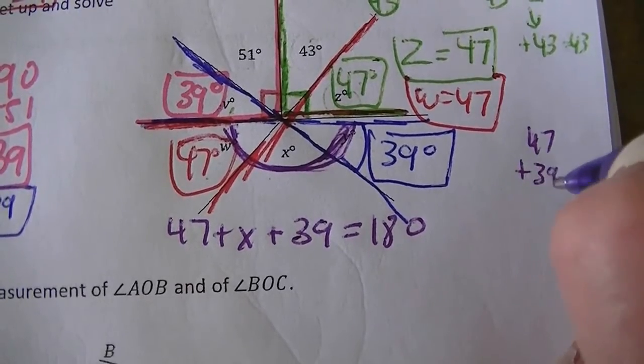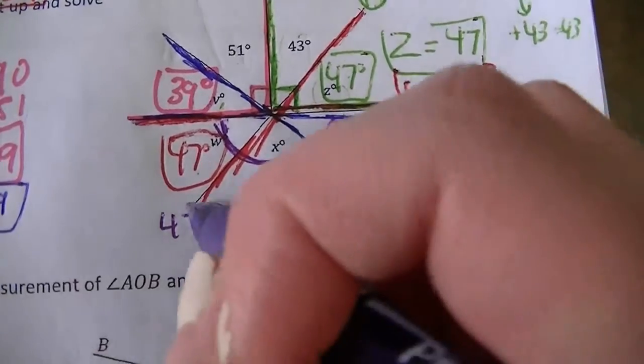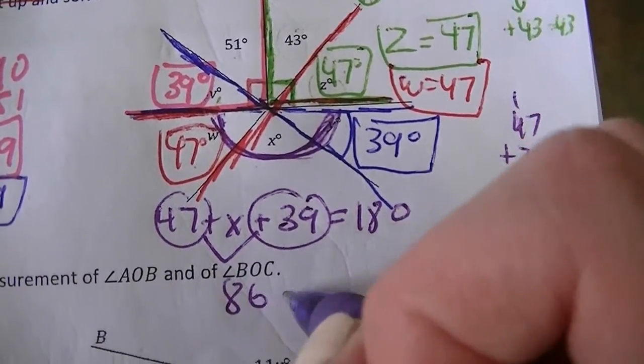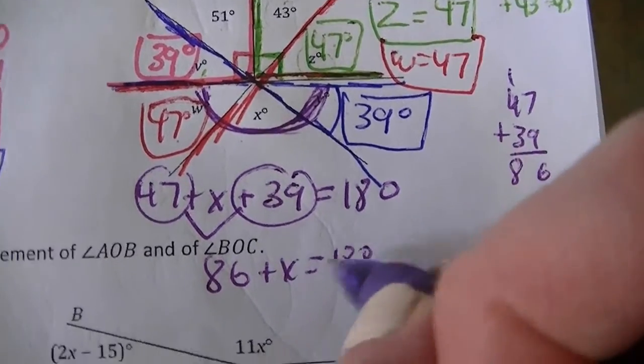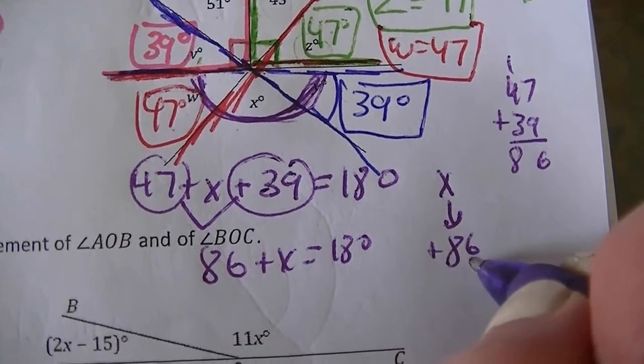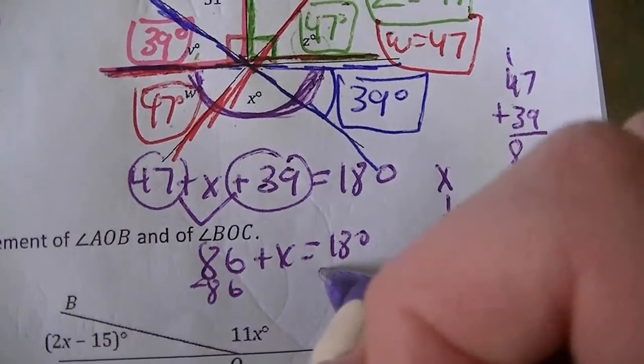47 plus 39 is 86. So we got this plus this is 86 plus x equals 180. Now I can build it. Start with x, then we added 86 to it. So the inverse operation of adding 86 is to subtract 86, and you're going to do that to both sides of that equal sign.